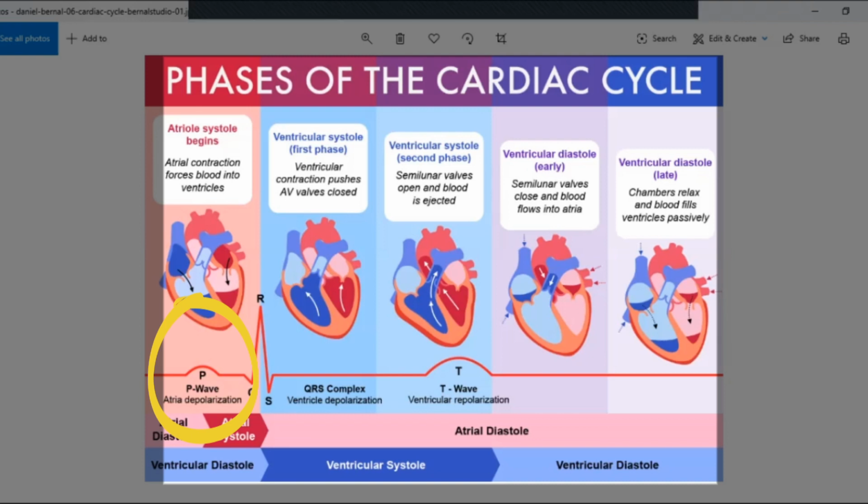So, guys, when they ask you, what is going on here? If they ask you about the PR and they say, what's going on? You could tell them, oh, it's something about the AV node. The AV node is doing something here between the P and the R. That's what we want you to know for now, okay?